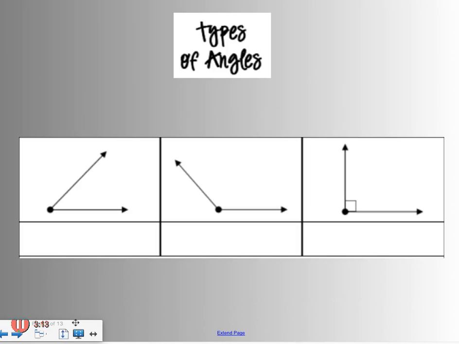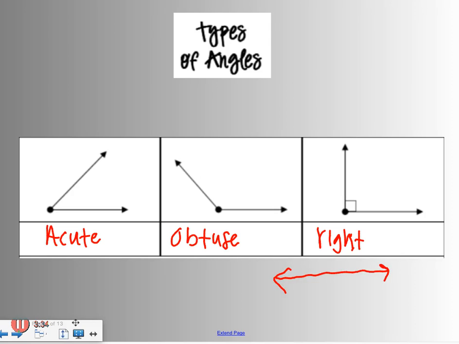We can classify angles, which I know you guys have seen these before. What would you call this? Acute. What about the next guy? Obtuse. And what about the last one? Right. Seen that before, haven't we? Yeah. What if it was like this? What would you call that? Straight line. 180. Good work.